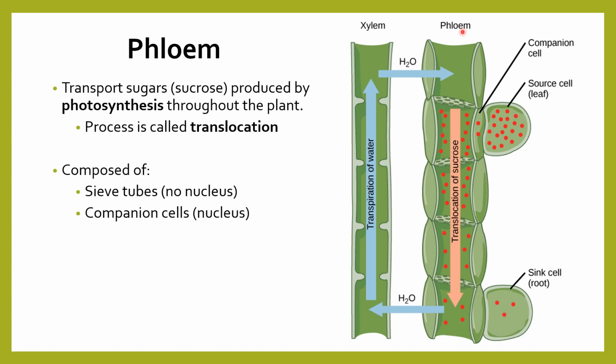The phloem, as you can see on the right-hand side, is composed of sieve tube cells, as well as companion cells down the side. So the sieve tube cells have no nucleus, but the companion cells do. These are living cells, unlike the dead cells in xylem. So xylem is made up of stacked, dead, very hard and rigid cells. The phloem has the sieve tube cells and companion cells.